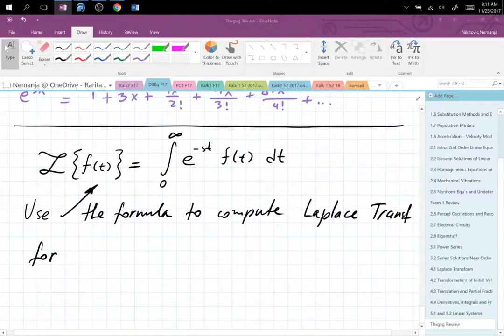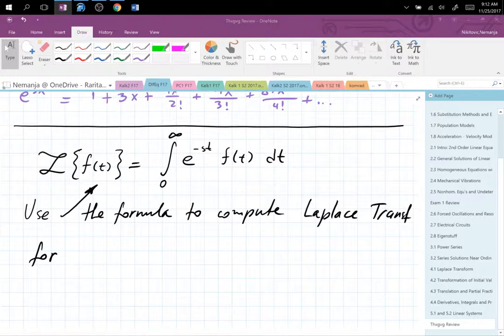What do you have? You have t squared, you have sine and cosine, so nothing that's too crazy. It's just integration by parts or whatever else. Yes, so this one you're using Laplace to find the transformation. No. You are using the integral to find the Laplace transformation of a function.